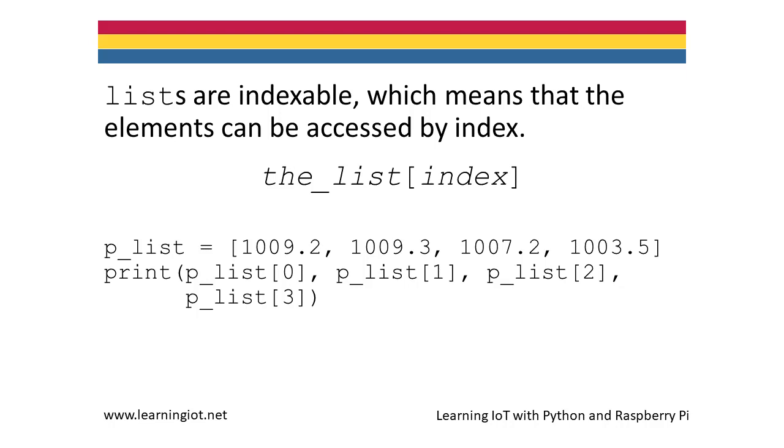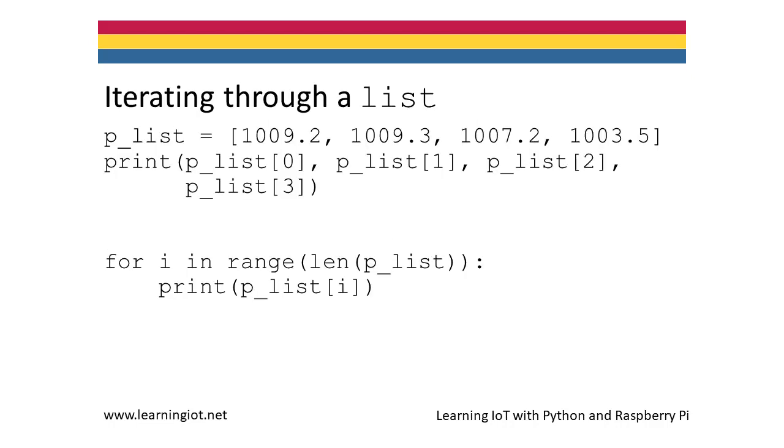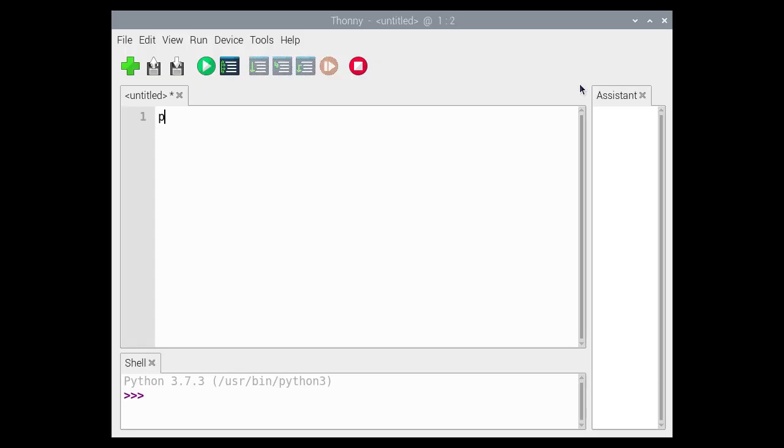Let's consider again plist, which contains 4 elements. The print function call prints out the 4 elements. The for loop is a convenient way to iterate through a list. This for statement is written to iterate through the indices of plist. We use the range function, and by passing it the length of plist as the argument, a sequence of integers that ranges from 0 to 1 less than the length of plist will be returned. We'll write a script in which for loops are used to iterate over plist.